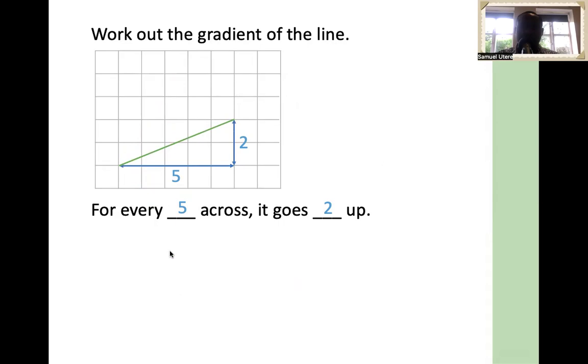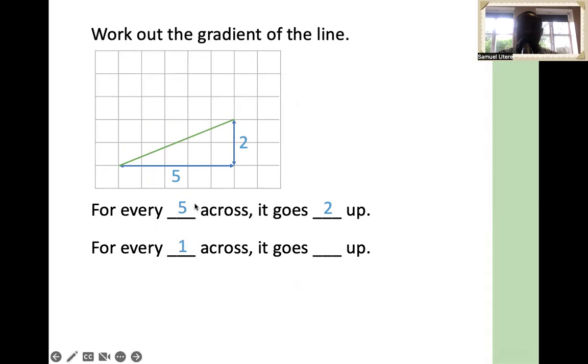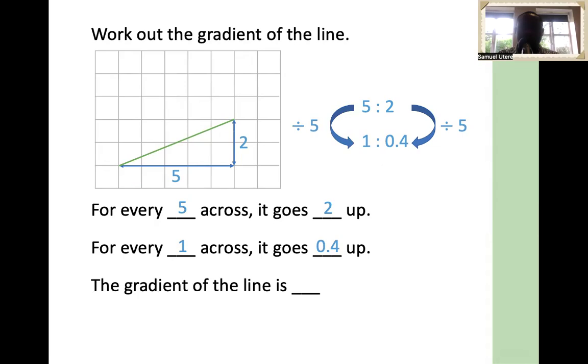Meaning the left-hand side has to be 1, or we can use the word for every 1 across. We would have to divide by 5, if you remember. So we divide the left side by 5 and we divide the right side by 5. So we can say for every 1 across, it goes up 0.4 or 2/5. We say the gradient of the line is 0.4.